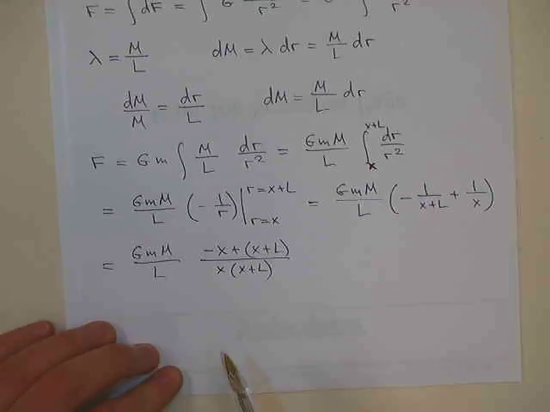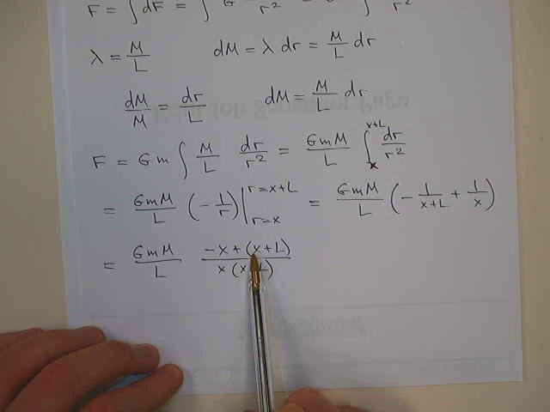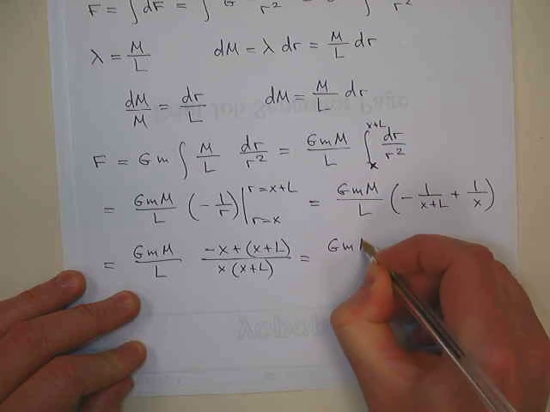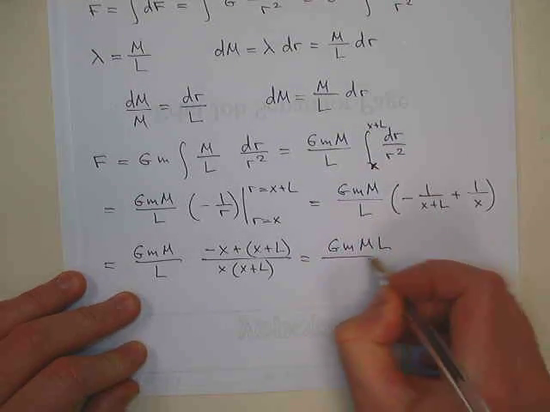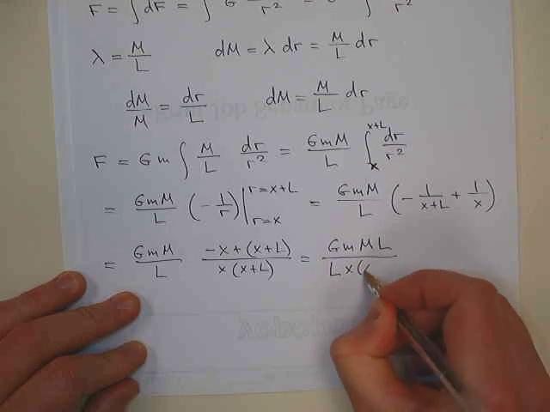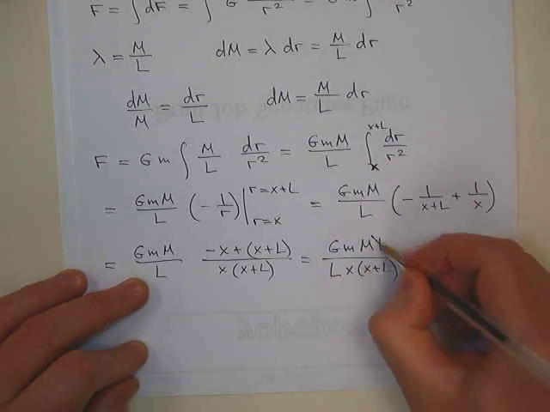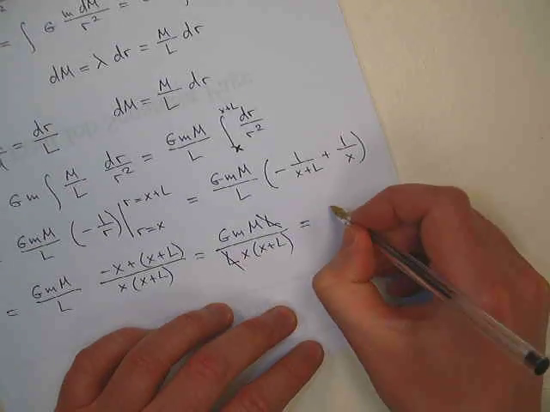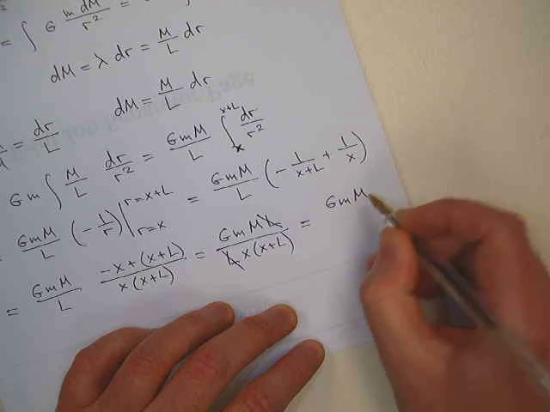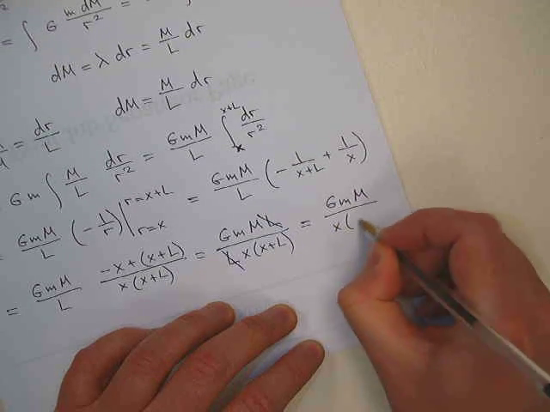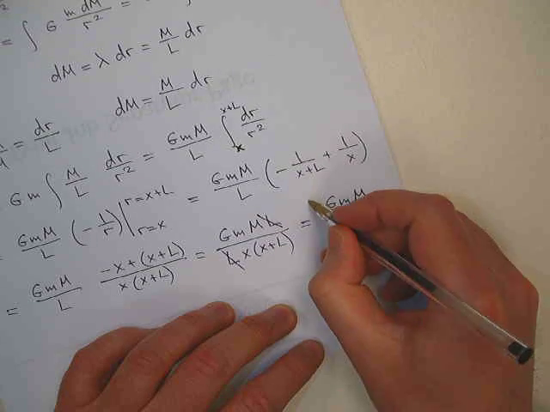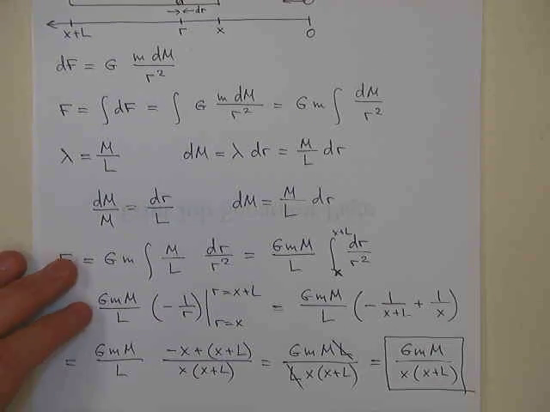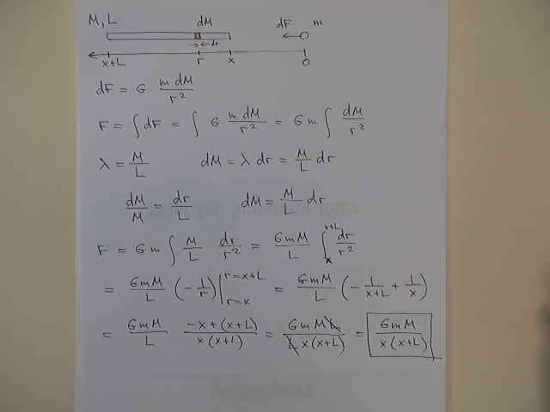Okay? Now this can be simplified even further. Minus x plus x cancel out, and we are left with G m M L in the numerator, divided by L times x plus L. L also cancels, and our final result for the gravitational force is G m M over x times x plus L. That's the result. That's how strongly the rod attracts the point mass.